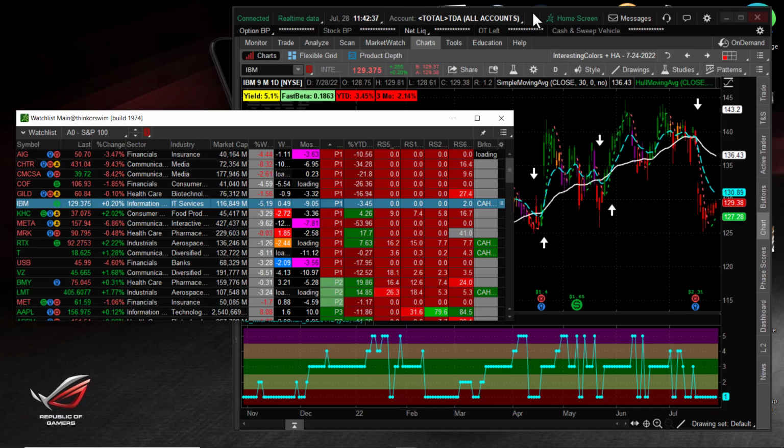So the other thing that's interesting is that these crosses, the golden crosses and the death crosses, are also shown up in the watch list too. They show up in this column right here. This is the weekly column. This shows roughly the weekly change for the last 5 days is what it is.